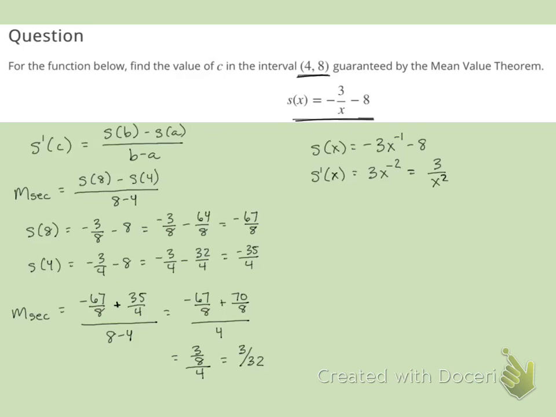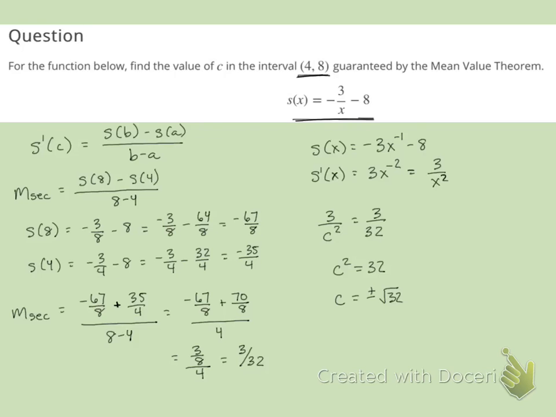So now I know that by the mean value theorem there exists some c where the derivative at that value c is going to be the same as the slope of the secant line. So I want to solve this for c. I have two fractions set equal to each other. The numerators are the same, therefore the denominators will be the same. And I'm going to take the square root of both sides, and when I do that, I'll get c equal to plus or minus the square root of 32.